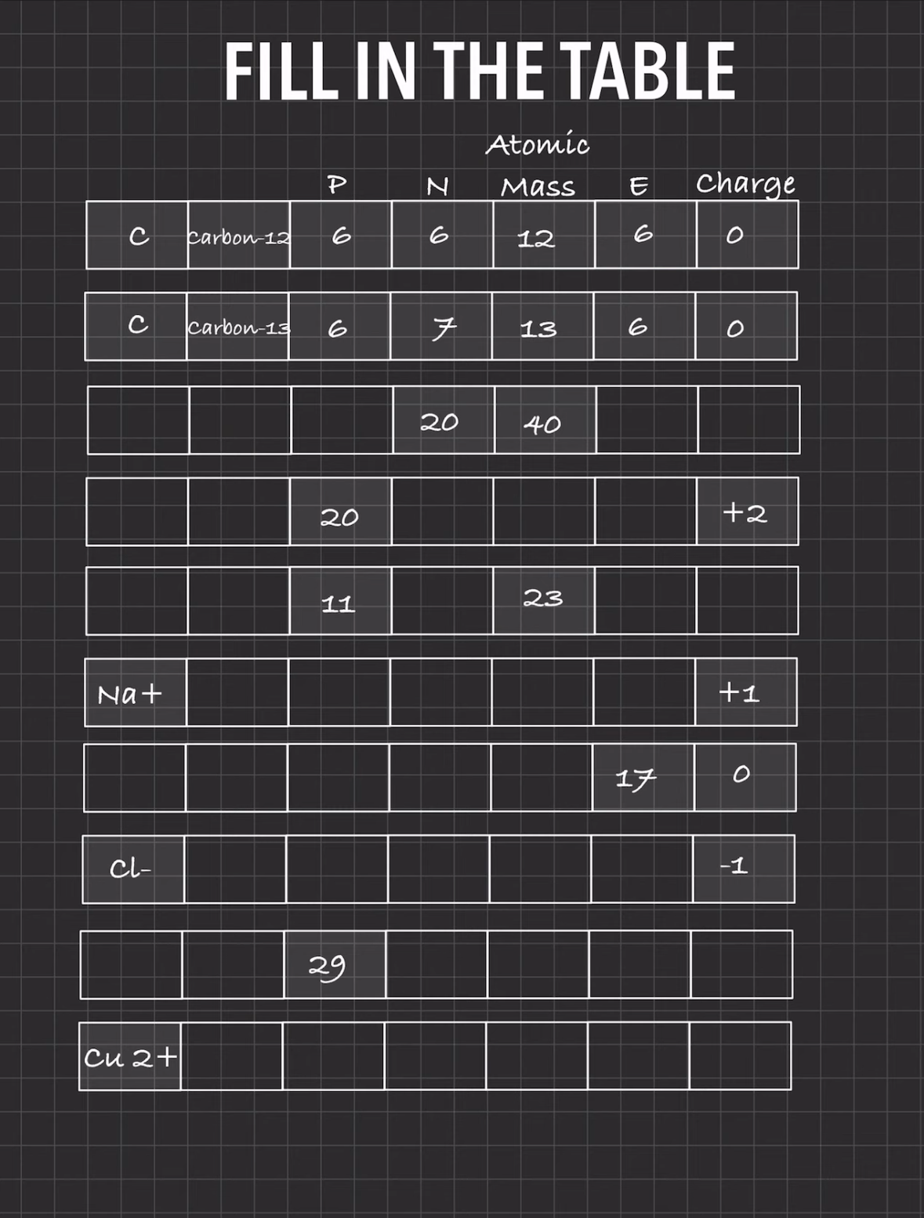Next, okay, we have our mass. 40 minus 20 is 20. Oh, so we have 20 protons. If we have 20 protons, which element do we have? We have calcium. Okay, again, our charge is going to be neutral, so we have the same number of protons and electrons.